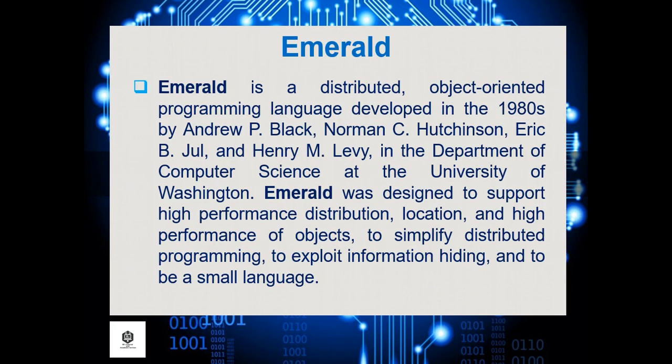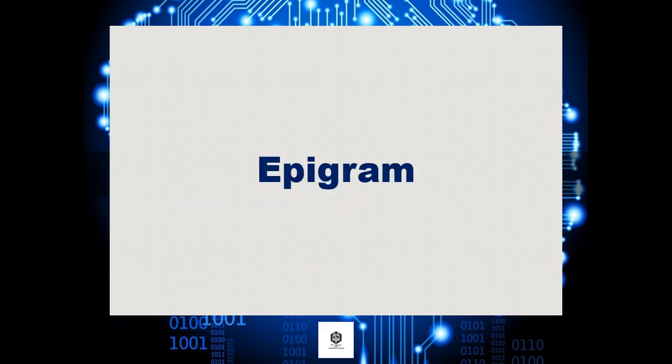Emerald. Emerald is a distributed, object-oriented programming language developed in the 1980s by Andrew P. Black, Norman C. Hutchinson, Eric Jul, and Henry M. Levy in the Department of Computer Science at the University of Washington. Emerald was designed to support high-performance distribution and location of objects, to simplify distributed programming, to exploit information hiding, and to be a small language.